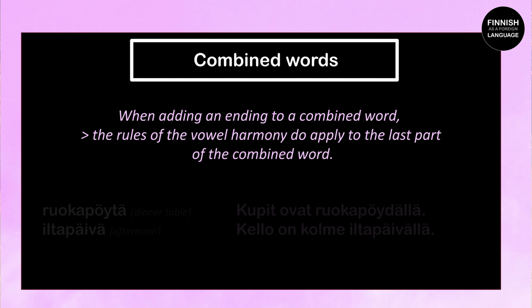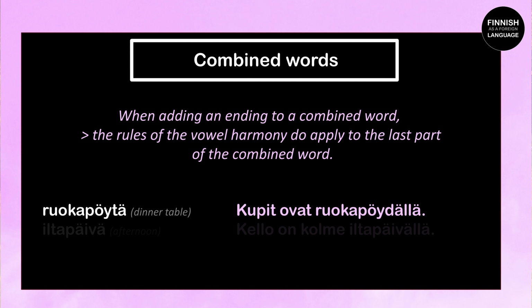Here are 2 examples. Kupit ovat ruokapöydällä means the cups are on the dinner table. Ruokapöydällä is the adessive case of ruokapöytä, which means dinner table. Since ruokapöytä is a combined word of ruoka, which means food, and pöytä, which means table, we have to apply the rules to the last part of the combined word, which is here pöytä. So that is why we say kupit ovat ruokapöydällä. The cups are on the dinner table.